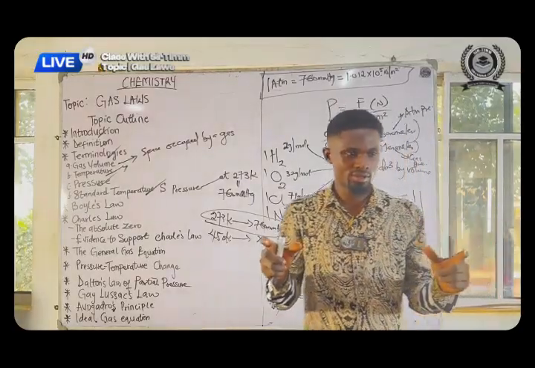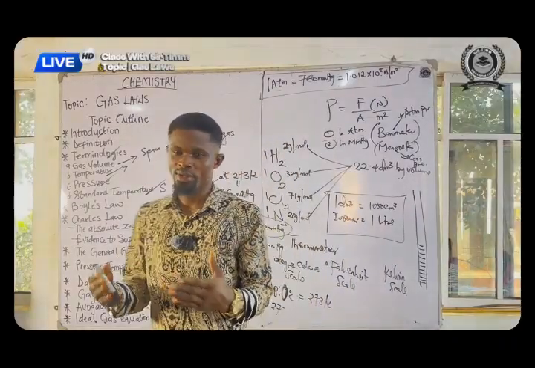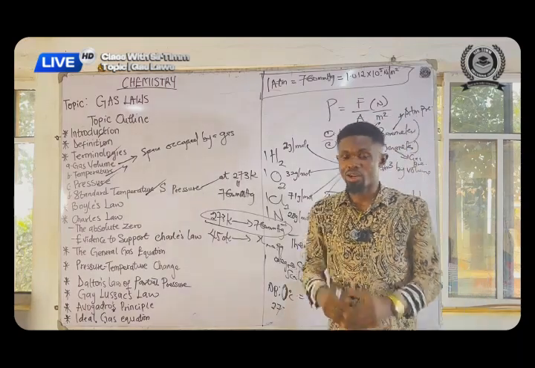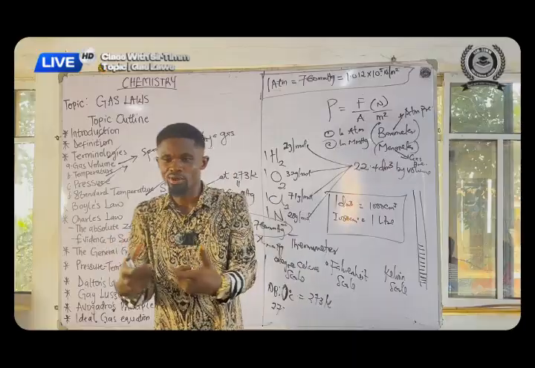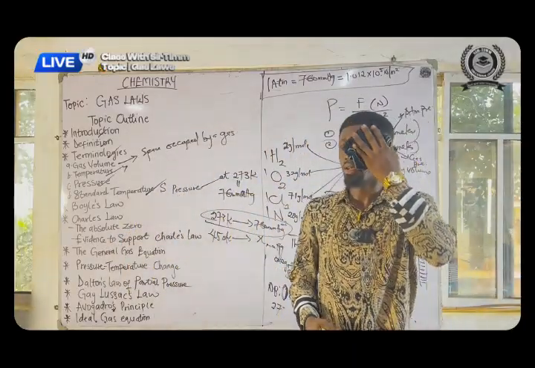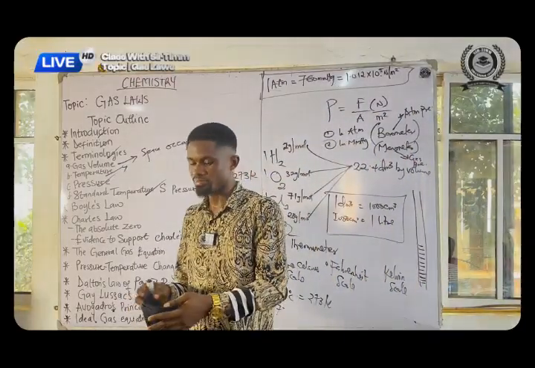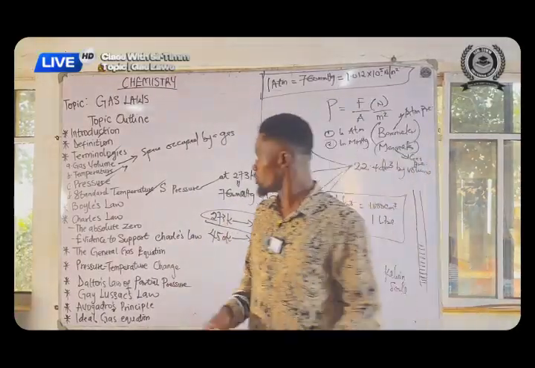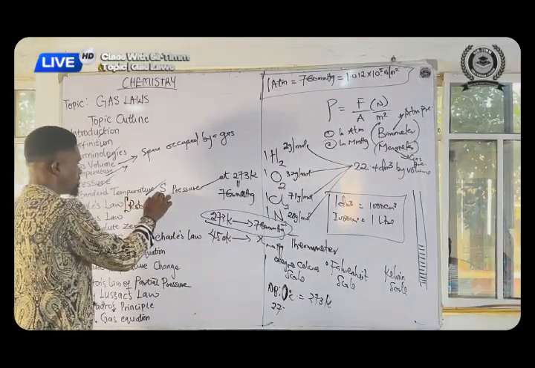Three scientists studied the relationship amongst the physical properties of gases. The first scientist is an English physicist known as Robert Boyle.